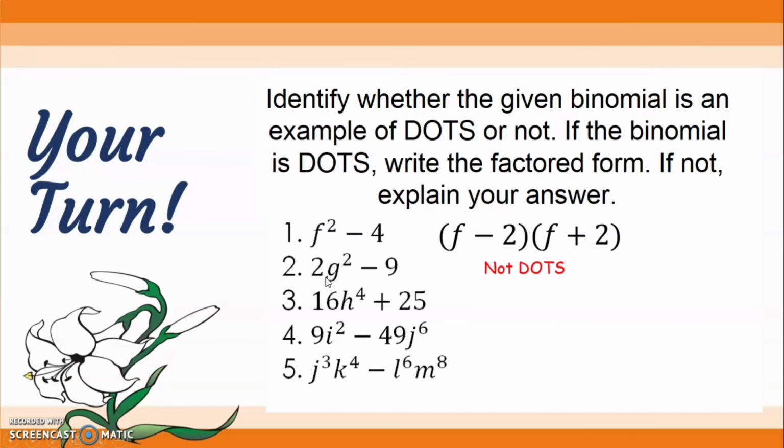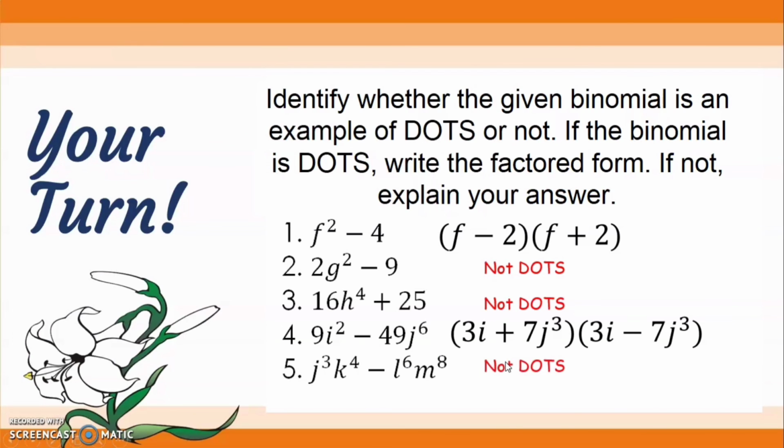3, 16h raised to 4 plus 25. So not an example of DOTS because the operation is addition. Number 4, 9i squared minus 49j raised to 6 is an example of DOTS, and the factored form is quantity 3i plus 7j cubed times the quantity 3i minus 7j cubed. Lastly, we have j cubed k raised to 4 minus l raised to 6 m raised to 8. So it is not an example of DOTS because j cubed is not a perfect square.